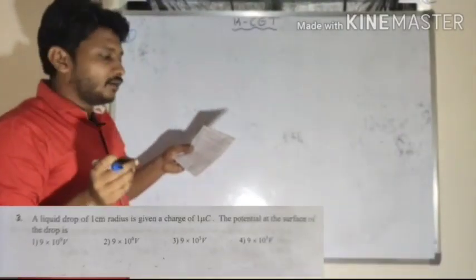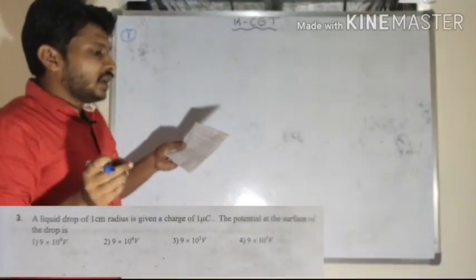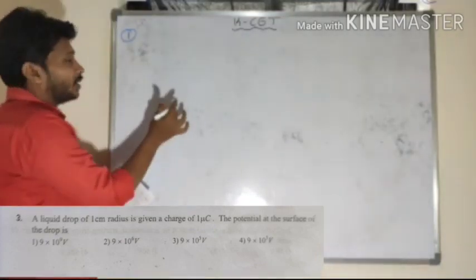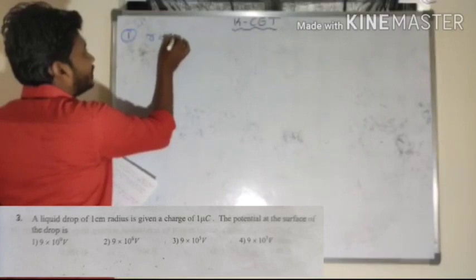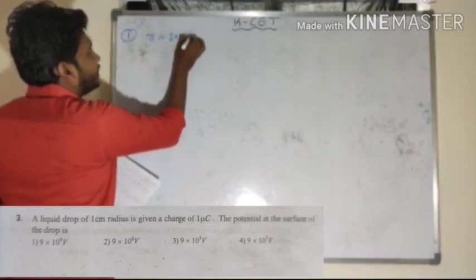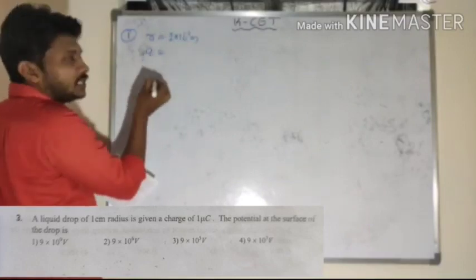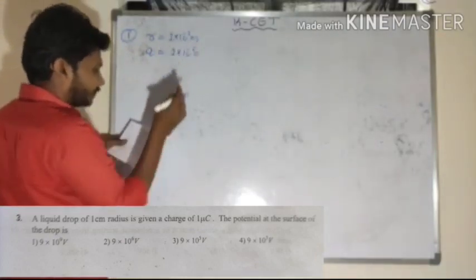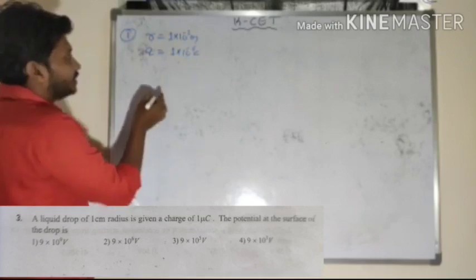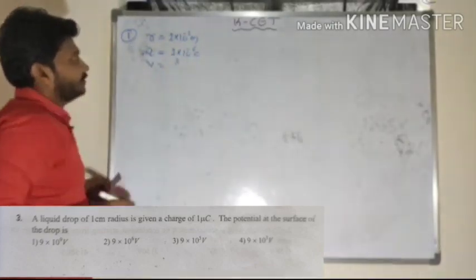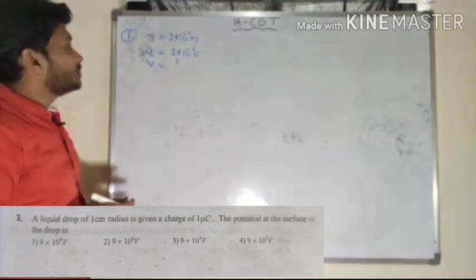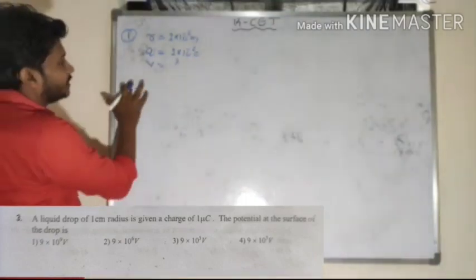A liquid drop of radius 1 centimeter is given a charge of 1 microcoulomb. One liquid drop is there, having radius 1 centimeter, and it is given a charge of 1 microcoulomb. I need to determine the potential at the surface. So what is the value of potential at the surface here?